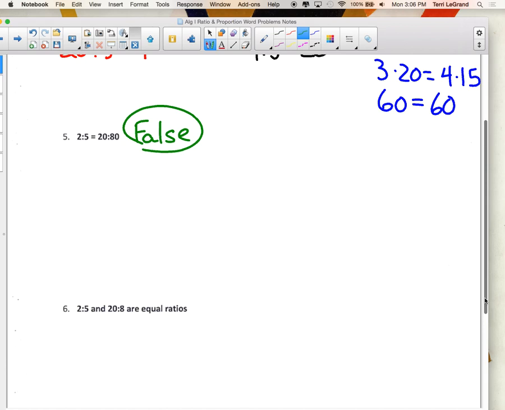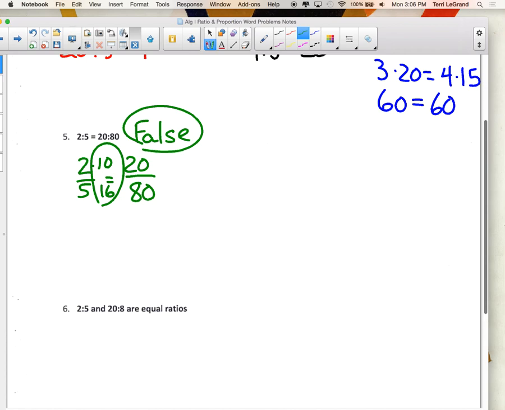Brent? So it's 2 over 5 equals 20 over 80. And find out that 2 times 10 equals 20. And then 5 times 16 is 80. And 16 and 10 are not the same. Yeah, we're not multiplying by the same thing up and down, are we? Okay, good. Maybe another way that we could show that this is false.